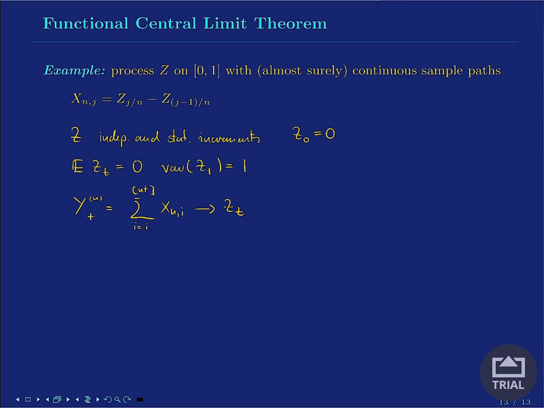So with this we need now to check the conditions for the functional central limit theorem. So what we have, independent stationary increments, so by that we have an IID sequence for every n. We have the right mean and the right variance, so the only thing to check is that the maximum of the xni's converges in probability to 0.